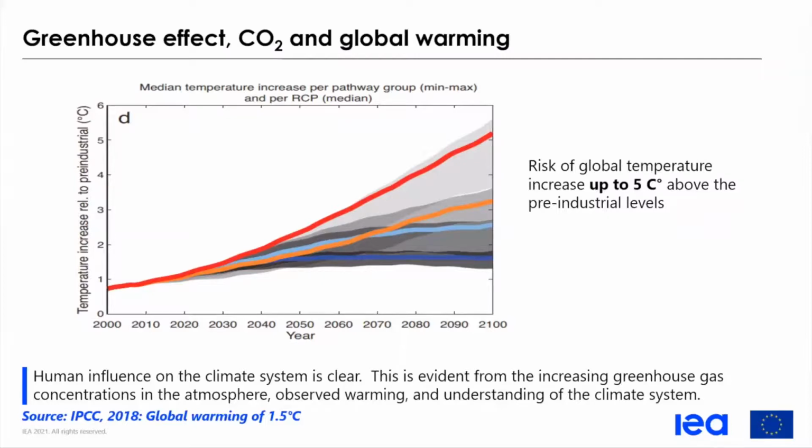There's currently a strong scientific consensus globally regarding the role of emissions caused by anthropogenic activities in increasing global mean temperature. According to the IPCC special report on 1.5 degrees C, global temperature increase by the end of the century is likely to reach up to 5 degrees C above the pre-industrial levels if the current policy trends are continued and no significant action is taken.